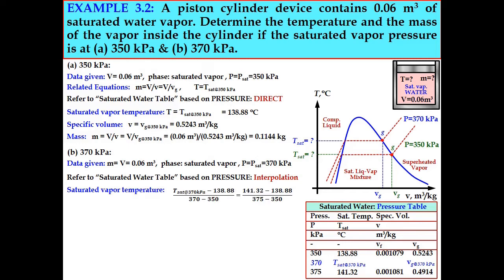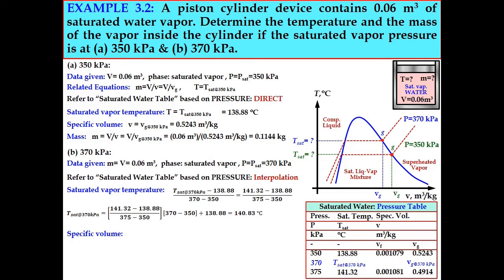Okay, for the saturated water temperature, use the interpolation formula. So we have T saturated at 370 kilopascal minus 138.88 divided by 370 minus 350 equal to 141.32 minus 138.88 divided by 375 minus 350. Okay, so rearrange the equation. So we'll get the value for T saturated at 370 kilopascal, which is equal to 140.83 degrees Celsius.